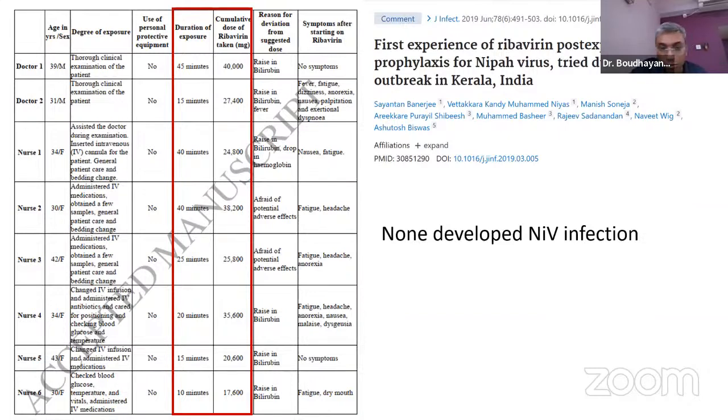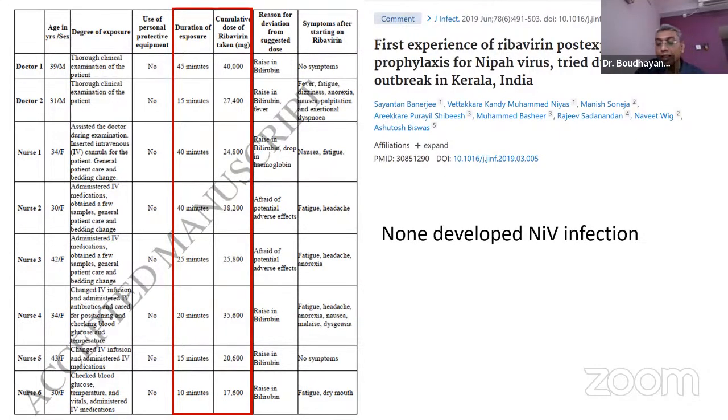Surprisingly, a few also discontinued this ribavirin because of side effects or fear of potential adverse effects, because ribavirin can cause hemolytic anemia, cytopenias, and hepatitis, and it can cause many problems. So in fear of these adverse effects, some discontinued, but surprisingly, whatever dose they had taken, none developed Nipah viral infection. So ribavirin can be used as post-exposure prophylaxis.